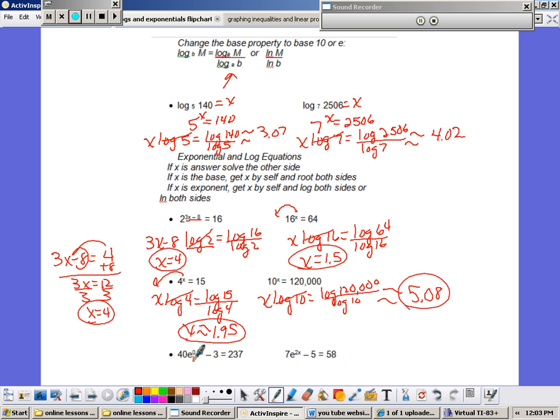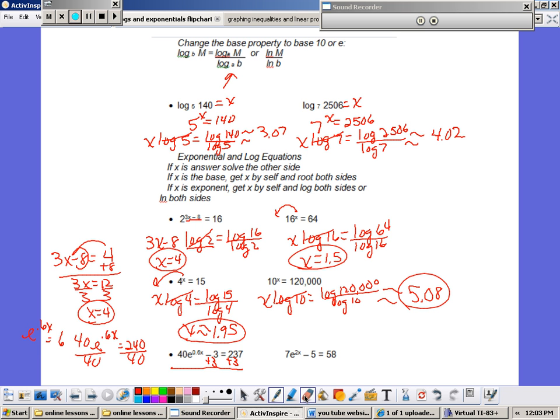In this case, I have an e here. So the first thing I have to do is get the e by itself. So I get 40 e to the 0.6x equals 240. I divide by 40. So e to the 0.6x equals 6.